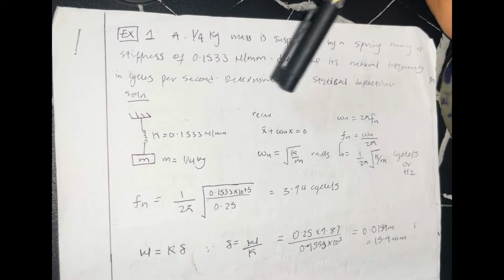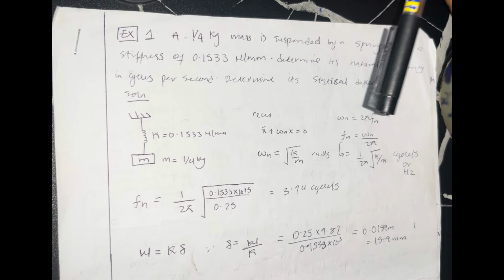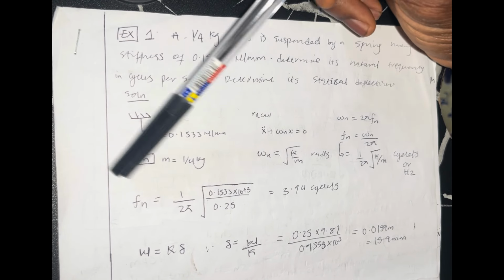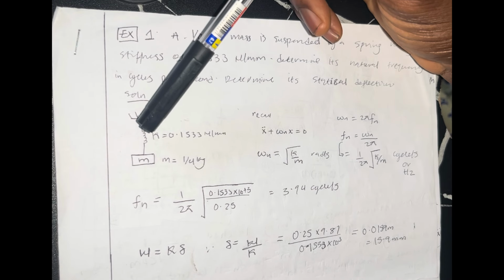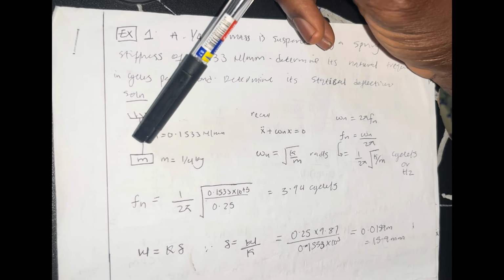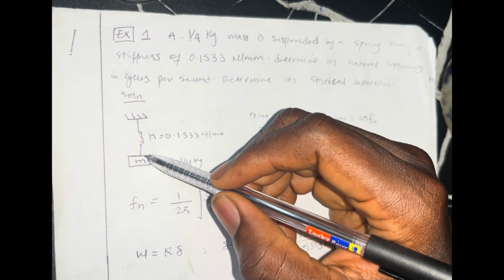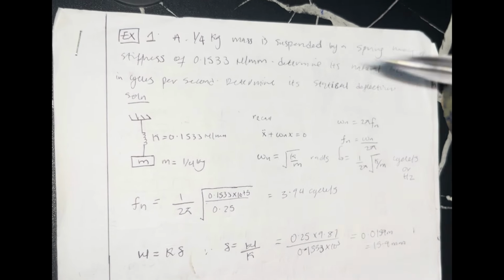So they said determine its static deflection. So we want to determine its deflection in millimeters. So this is just a basic diagram of how it should look. This mass would have an effect on this, trying to pull this down. Then the restoring force from the spring will try to pull it back.